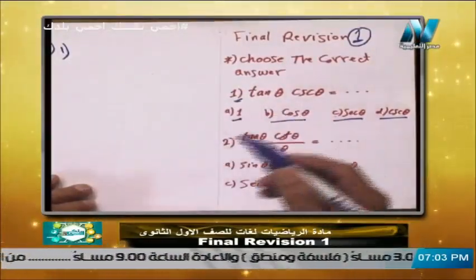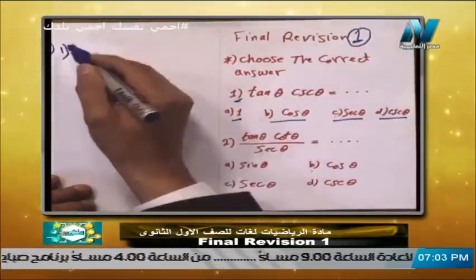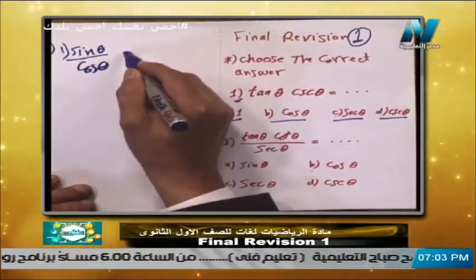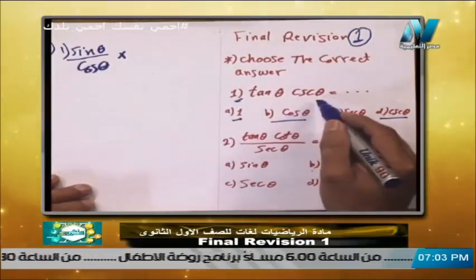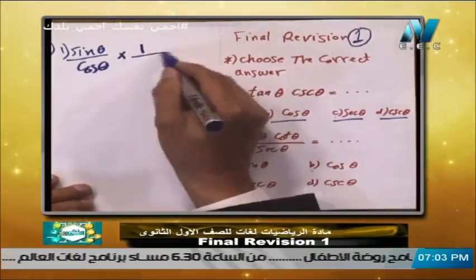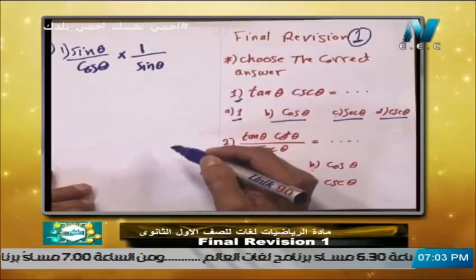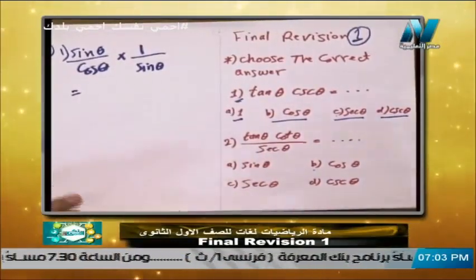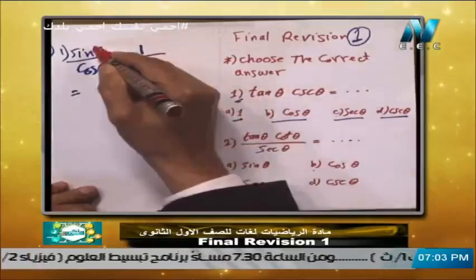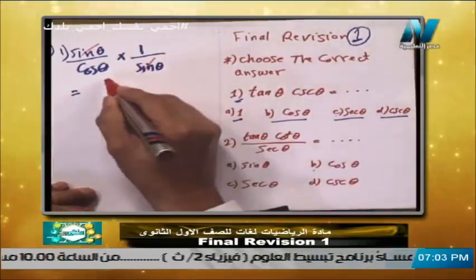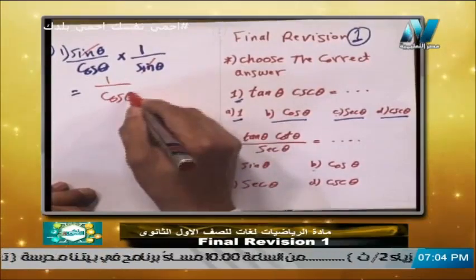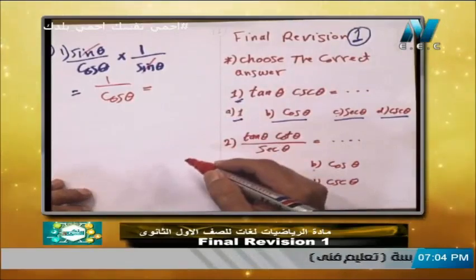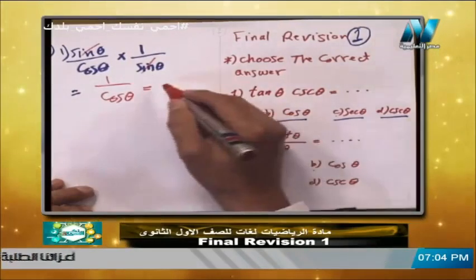Okay, tan theta, we can expand it as sine theta over cosine theta multiplied by cosec theta, which means 1 over sine theta. We can cancel sine theta with sine theta here, and the answer will be 1 over cosine theta. What is 1 over cosine theta? The reciprocal of cosine theta is sec theta.